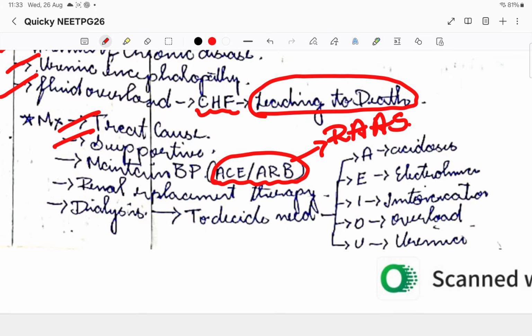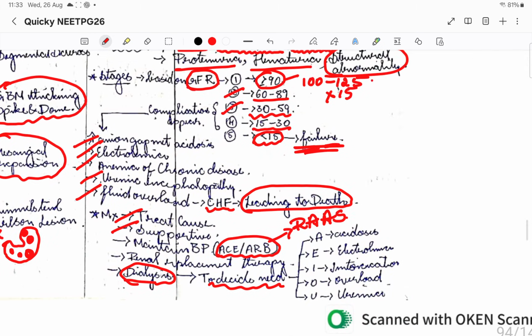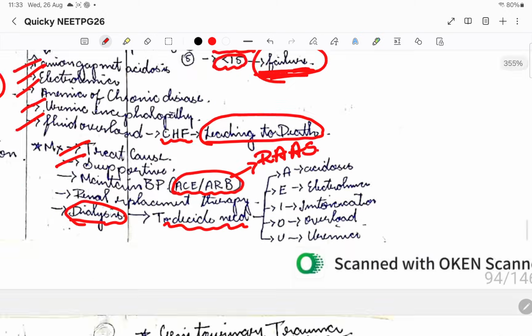Then there is renal replacement therapy, also called dialysis. Okay, so we'll use something known as AEIOU to decide the dialysis. Suppose there is an AKI patient, acute kidney injury patient, sometimes we'll need dialysis. And here I told you, right? With respect to GFR, we'll decide what management. So suppose it is less than 15, it has gone to failure, now we'll have to use dialysis. So this is how we choose dialysis.